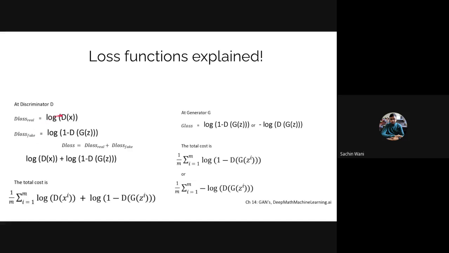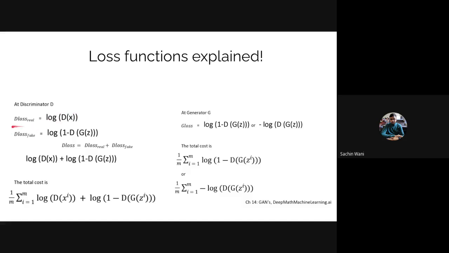So when we take the logarithm of this, the D of x is basically the discriminator that takes in the real image. When this value is as close to 1 as possible, we get the logarithm of this value as close to 0 as possible. So for the discriminator loss of real values, it wants it to be as close to 0 as possible.